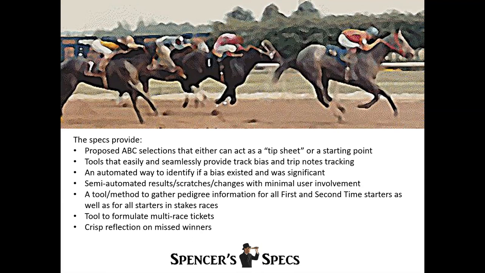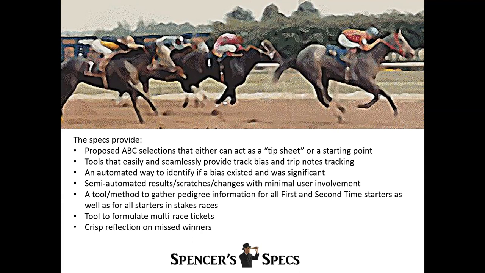And then we have that tool that will formulate your multi-race tickets. Give your A's, B's, and C's, which are used to formulate your doubles, pick 3s, pick 4s, pick 5s, and pick 6s. And it gives you multiple choices on how much money you want to spend based on your selection criteria.